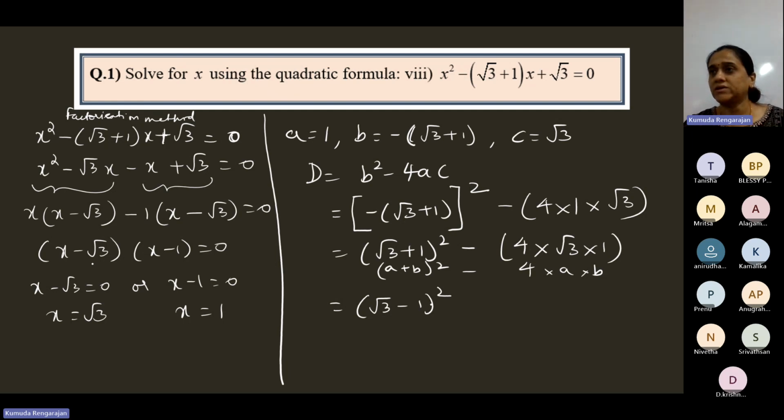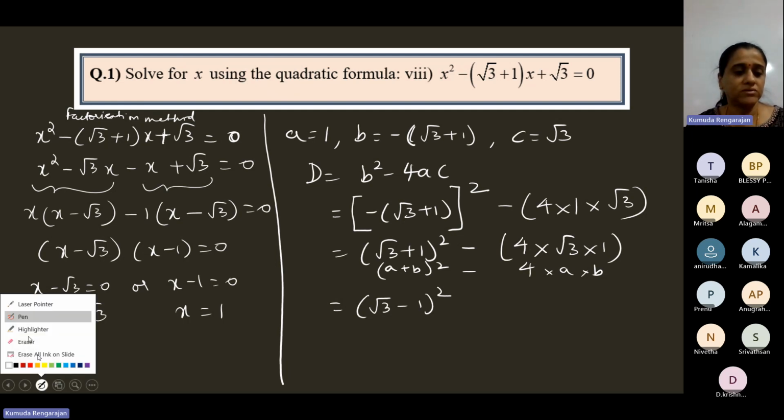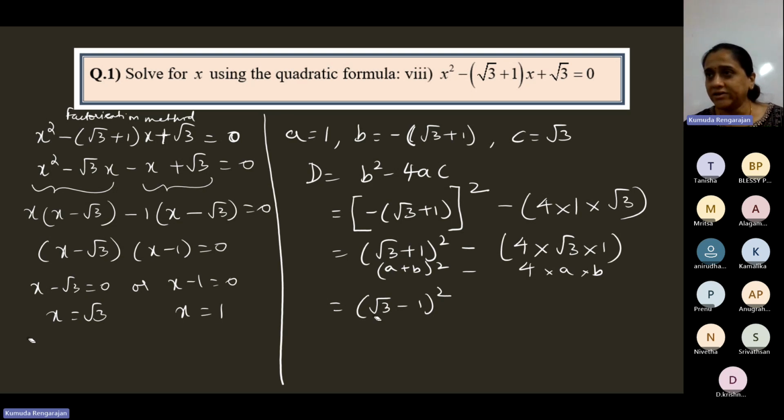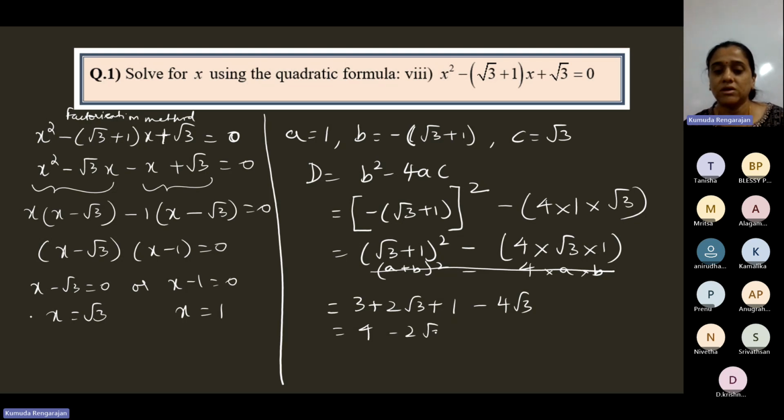Now, suppose you expand this. I'll write this again, don't worry. Now, supposing you don't use the identity. So you expand. What will you get? Root 3 the whole square, 3, plus 2 into A into B, 2 root 3, plus B squared, 1, minus 4 root 3. So you'll get 3 plus 1, 4 minus 2 root 3. Now, 4 minus 2 root 3 is not a perfect square. So you will not be able to find the roots.